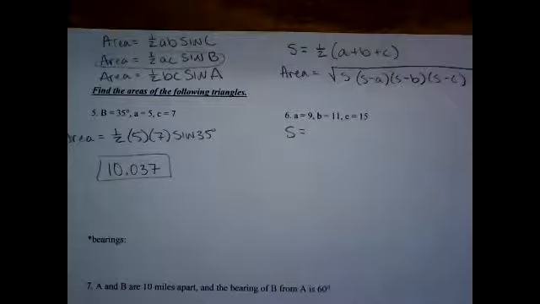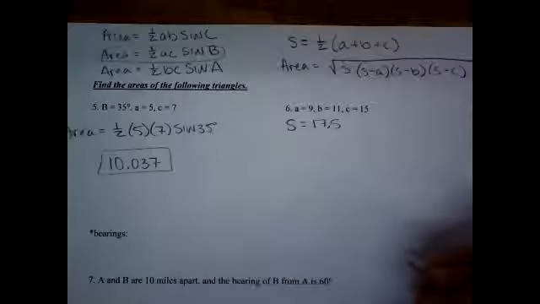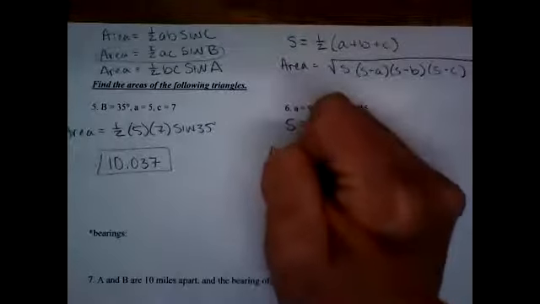So for number 6, go ahead and find that S value. You're going to add up those 3 sides and then divide it in half. So did you get 17.5? Good. All right, I'm going to assume you did.